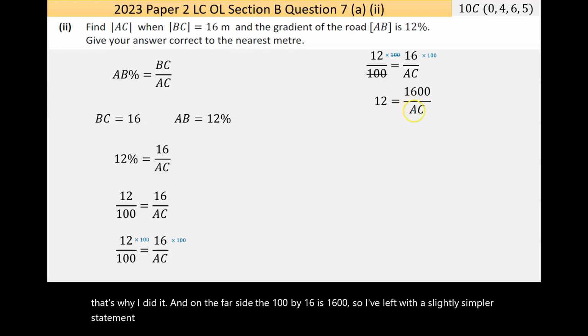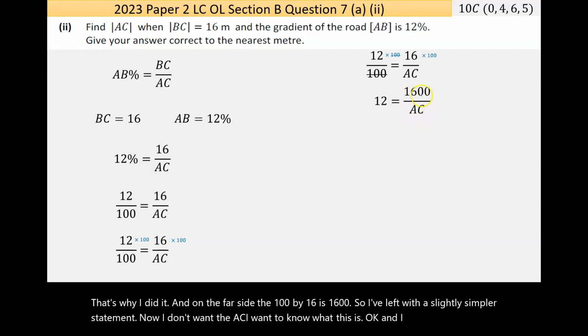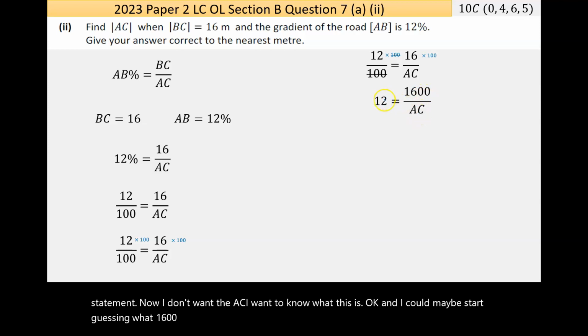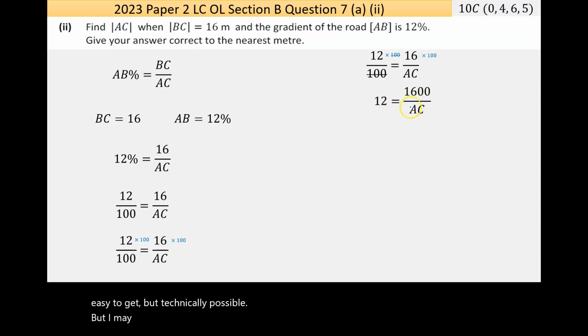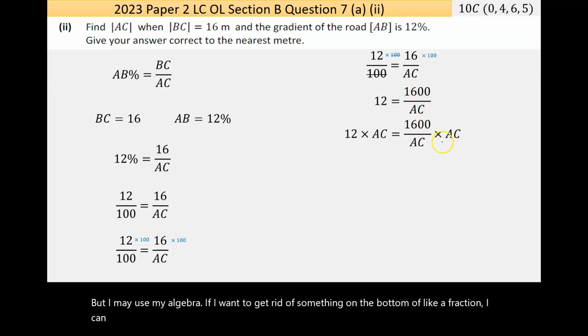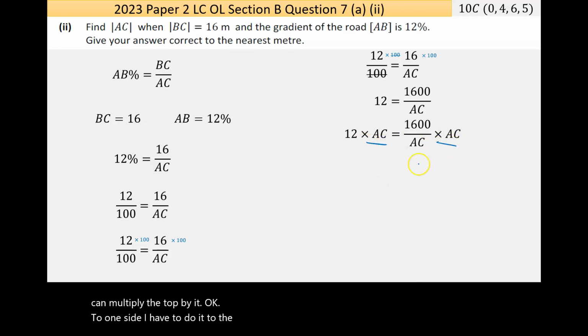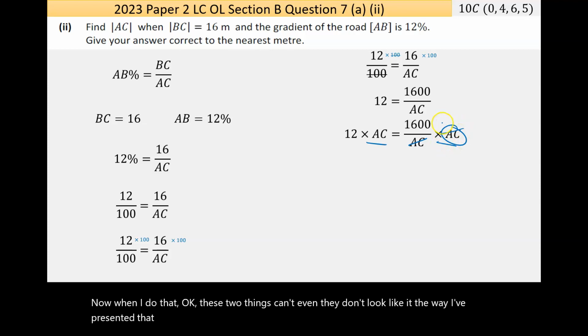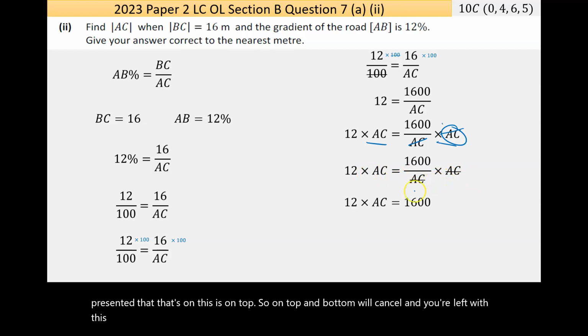Now, I don't want the AC, I want to know what this is. I could maybe start guessing what 1600 divided by what number gives 12. It won't be easy to get, but technically possible. But I might use my algebra. If I want to get rid of something on the bottom of a fraction, I can multiply the top by it. If I do it to one side, I have to do it to the other. Now, when I do that, these two things cancel, even though they don't look like it the way I presented that. So something on top and bottom will cancel, and you're left with this statement. Then you're left with 12 times AC is equal to 1600.